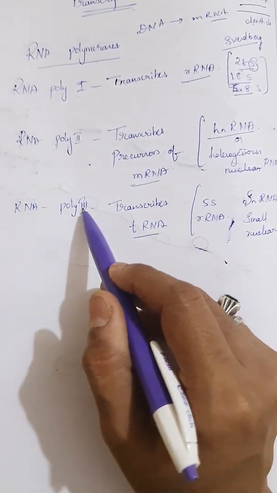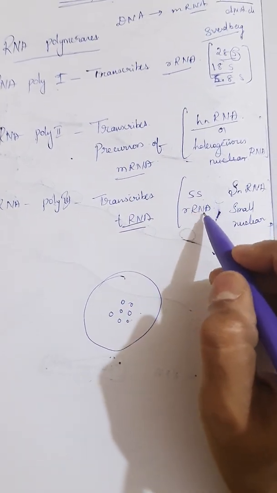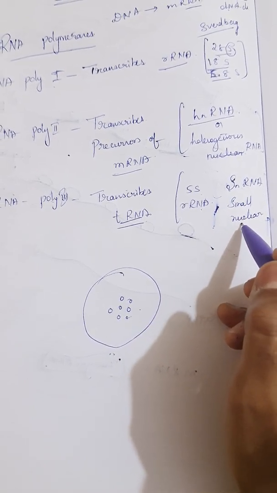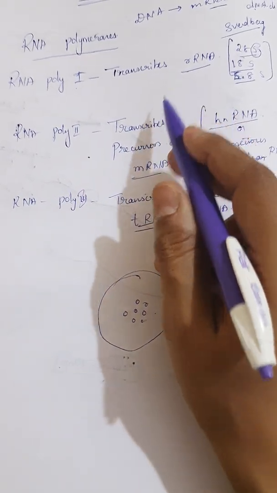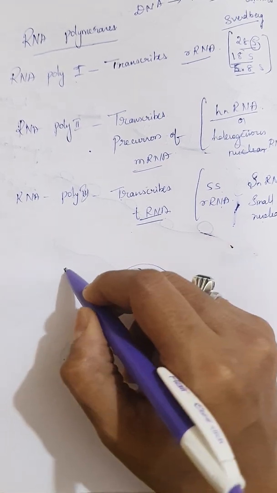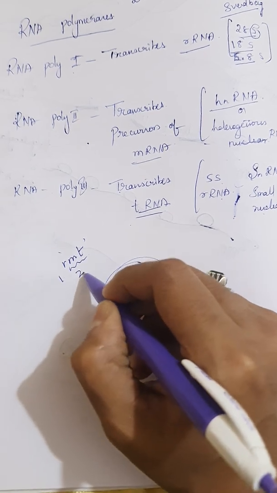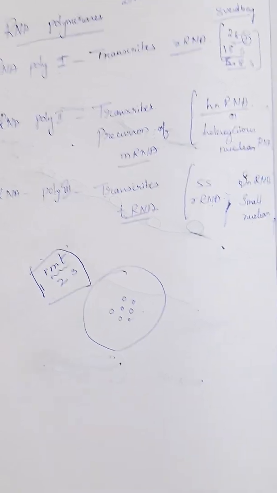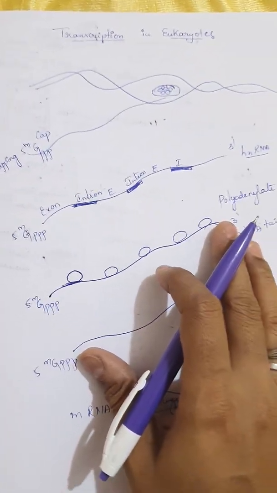Now RNA polymerase 3 transcribes the tRNA, that is transfer RNA, also the 5S rRNA, and also the snRNA. snRNA stands for small nuclear RNA. Now these are all the different types of RNAs, for example rRNA, mRNA, and also tRNA. You just remember RMT, that means RNA polymerase 1, 2, 3 are synthesizing these RNAs. At the same time, they are also involved with ribosomes.